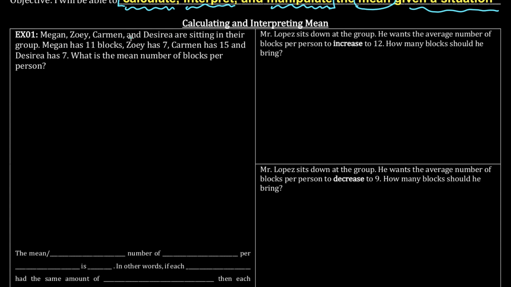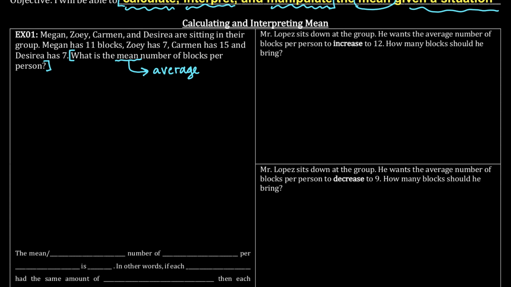So Megan, Zoe, Carmen, and Desiree are sitting in their group, like their table, right? Megan has 11 blocks, Zoe has 7, Carmen has 15, and Desiree has 7. What is the mean number of blocks per person? The mean is another word for average. When I was growing up, we called it average in school a lot more, right? So what is the average number of blocks per person?